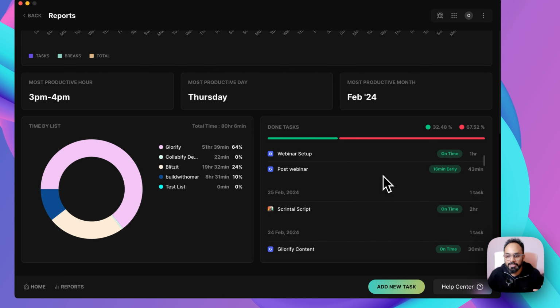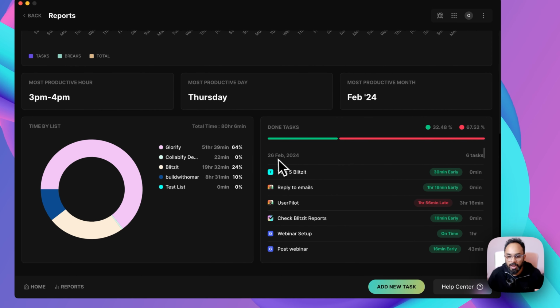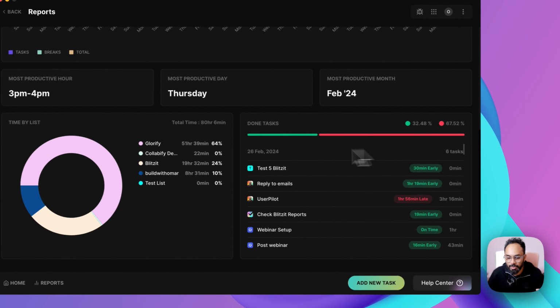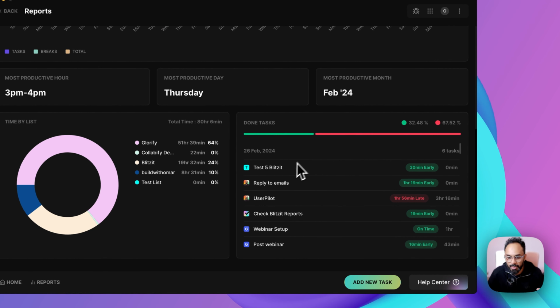Done tasks gives you a list of all your done tasks with the timestamp of the day where you actually did it, according to this header. As you can see, 26th of February, I did all these tasks. On the 25th, I did this, etc.